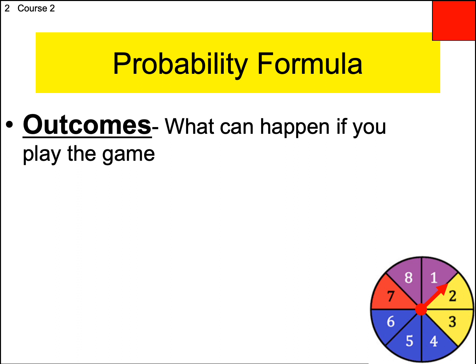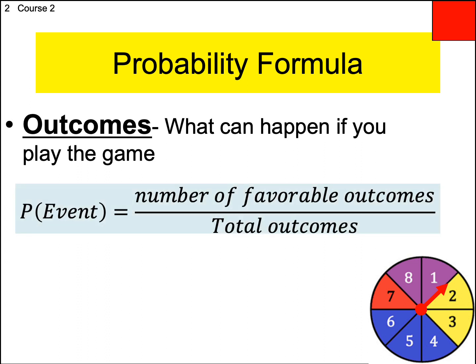Remember, there's lots of different outcomes. I could land on a 1, or I could land on an 8, or I could land on a blue piece of the pie, or I could land on an even number, that sort of thing. So we need to figure out how to calculate that likelihood. So here is the formula. In blue there is what you need to write down. So the probability of one of the outcomes, or one of the events that's in the outcome, the probability of that is written as a fraction.